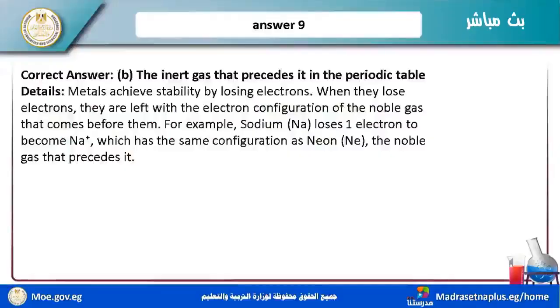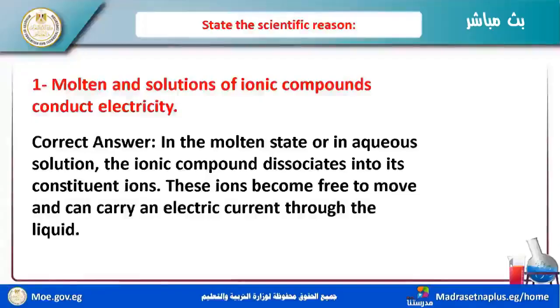Metals achieve stability by losing one or more electrons from the outermost energy level. When they lose these electrons, they are left with the electron configuration of the noble gas that comes before them. For example, sodium Na loses one electron to become Na positive, which has the same configuration as neon, the noble gas that precedes it. Now we have the last choices.